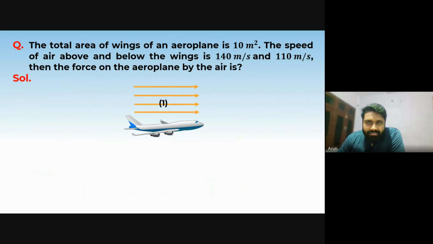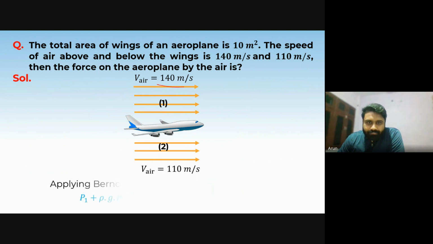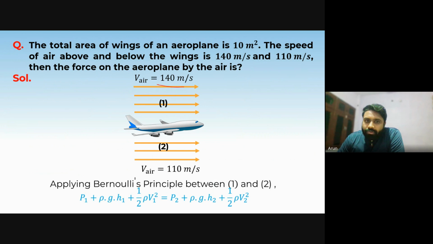This is the airplane. The upper surface is 1 and we have a velocity there of 140 meters per second, and in the lower surface we have air at 110 meters per second. So we will apply the Bernoulli theorem. P1 plus rho g h1, the pressure here and height of this point, plus 1 by 2 times rho v1 square, the kinetic energy, equals P2, the pressure of this point, plus rho g h2, the height of this point, plus 1 by 2 times rho v2 square.